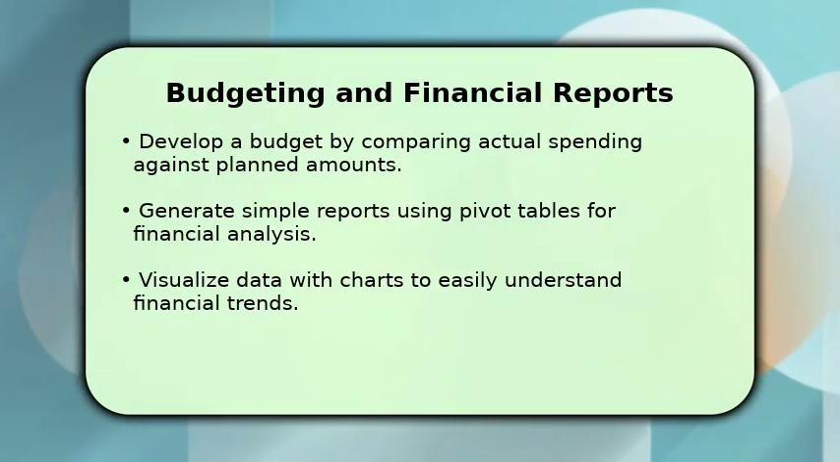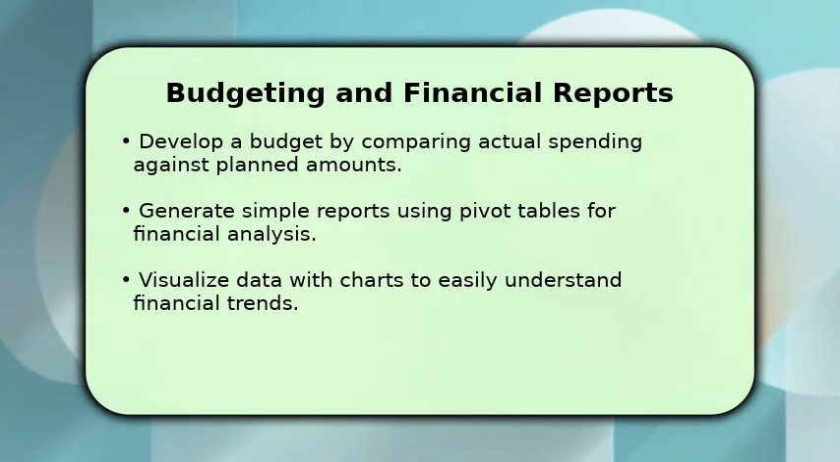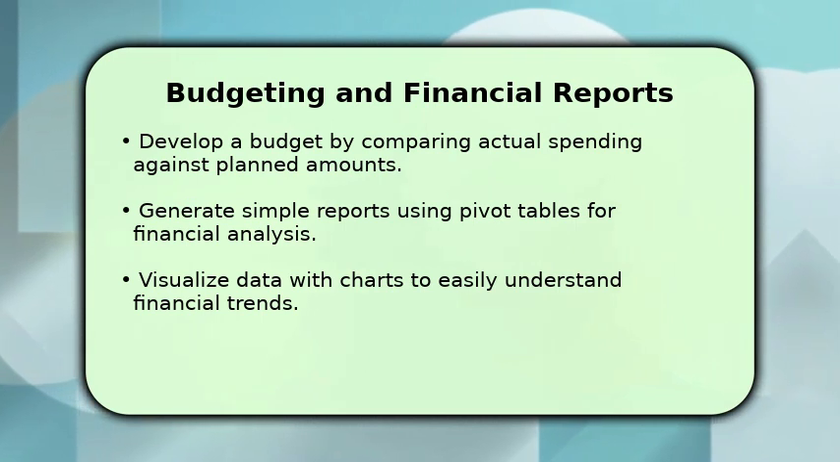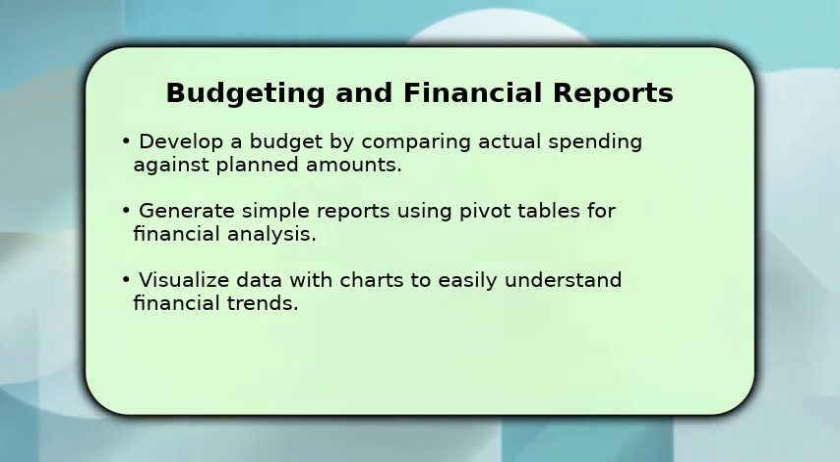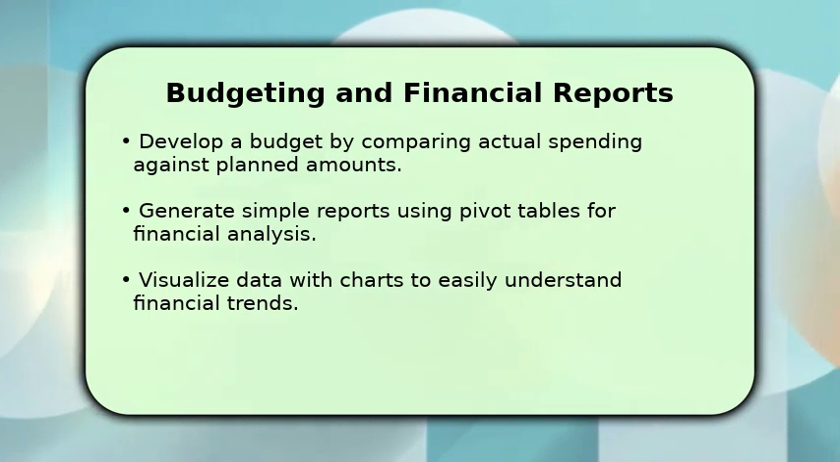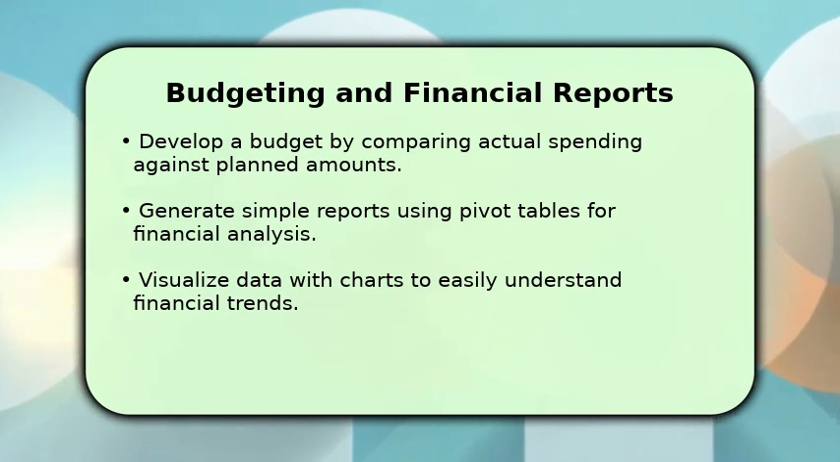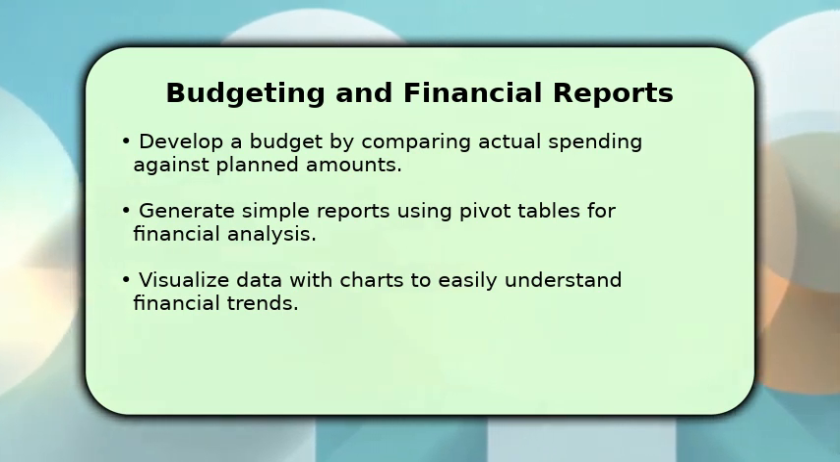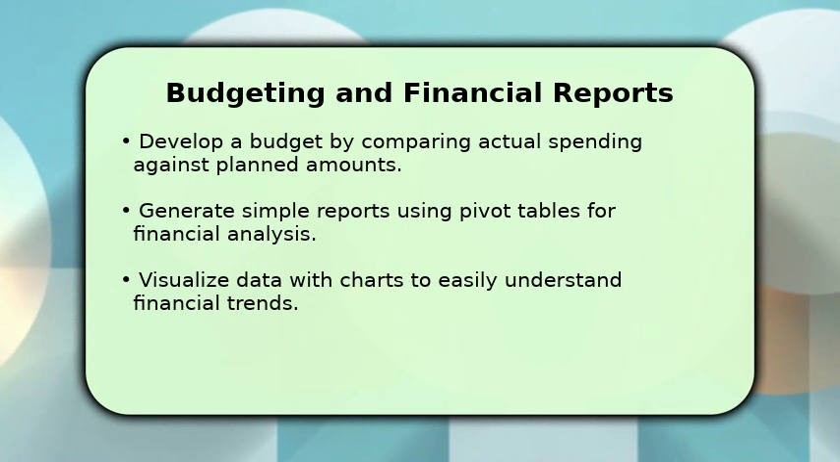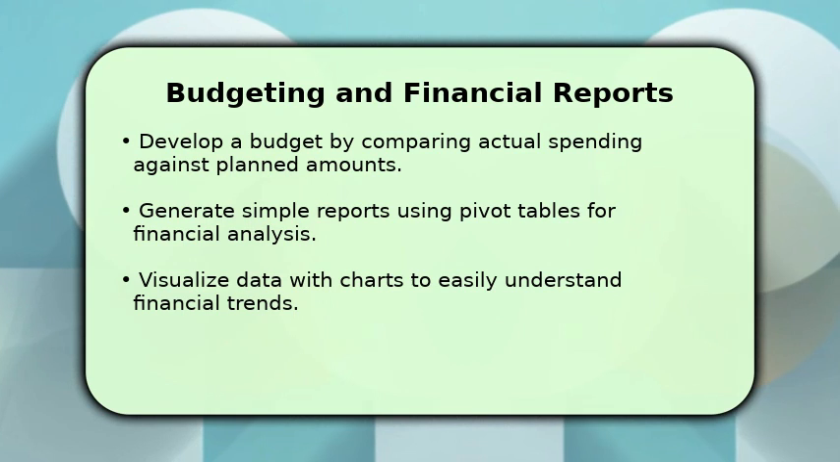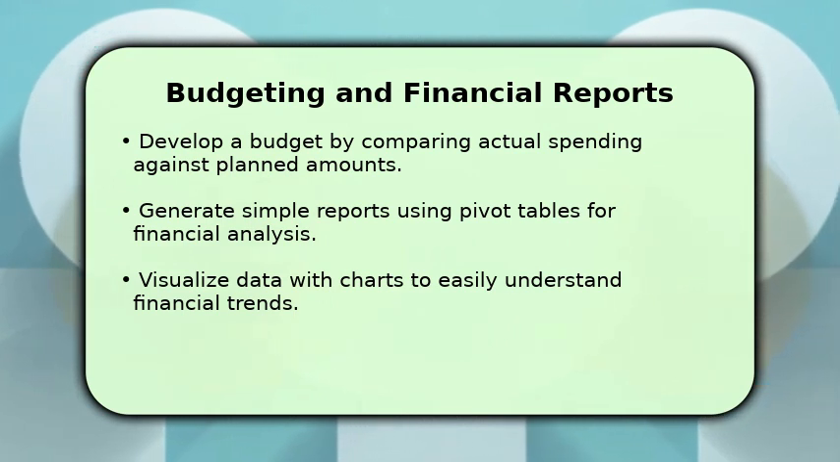Now, let's tackle budgeting and reporting. You can easily develop a budget by setting planned amounts for various categories and then comparing them against your actual spending. Use pivot tables to quickly summarize your data and generate insightful reports, perhaps showing total expenses per category. Visualizing this data with charts, like a pie chart for expense distribution, makes it much easier to understand your financial health and identify trends at a glance.